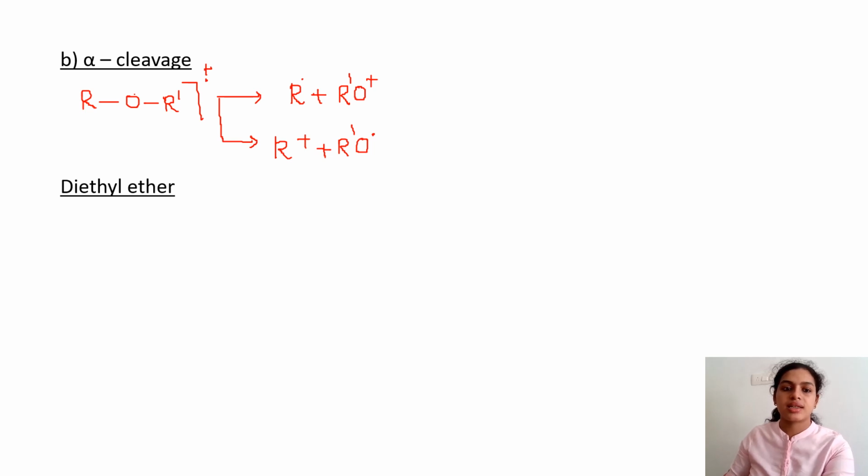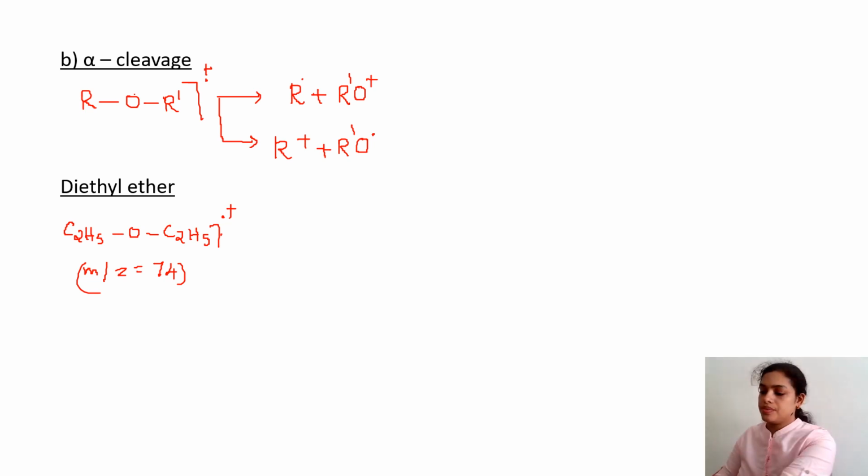And now let's see the example of diethyl ether. I'll discuss the alpha cleavage first, because it is written above. So diethyl ether is C2H5 O C2H5 dot plus. So this is the molecular ion peak, with an m/z value of 74.